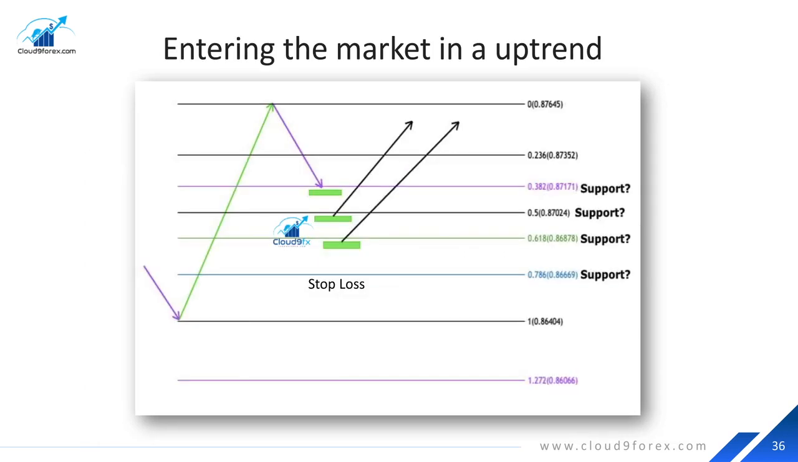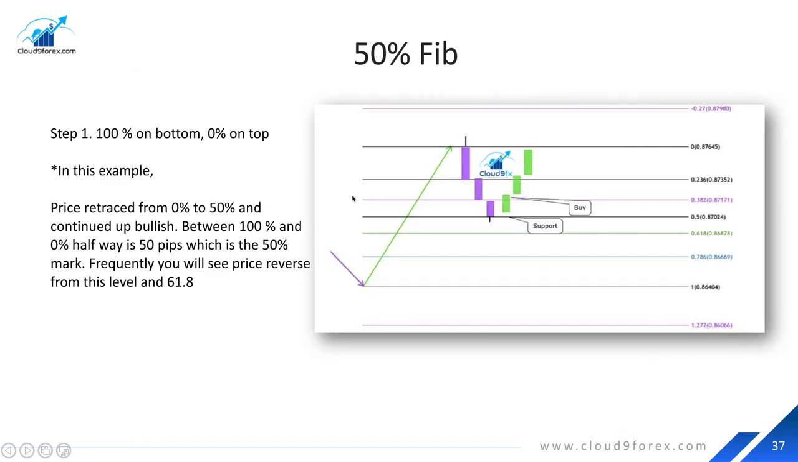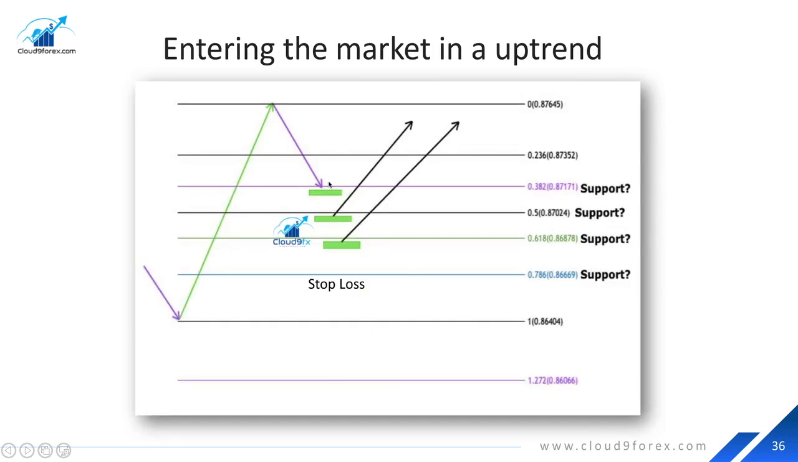So entering the market in an uptrend. Price comes up, tests this 0%, then comes back down. The Fibonacci levels actually represent support, okay? So you can use them as support. After it hits the 0%, it's either going to retrace from 38.2, 50, or 61.8.